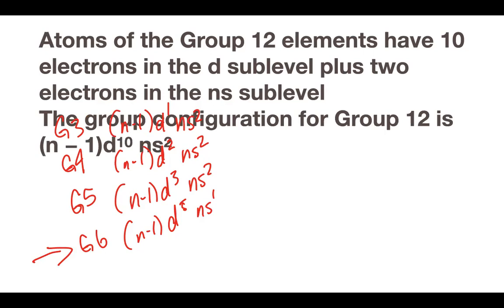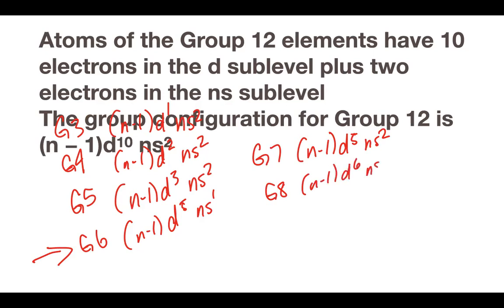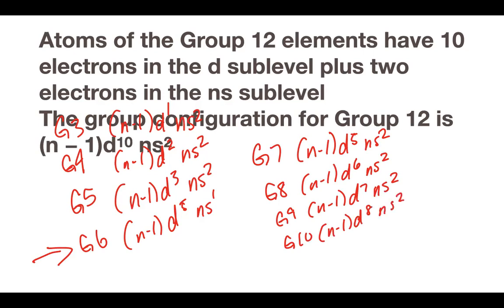And it goes all the way up. Group 7 is (n-1)d5 ns2, group 8 is (n-1)d6 ns2, group 9 is (n-1)d7 ns2, and group 10 is (n-1)d8 ns2. Then group 11 is your second exception, where you get d10 ns1. And finally, group 12 is (n-1)d10 ns2.